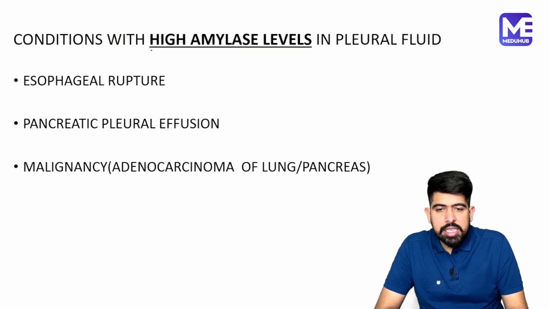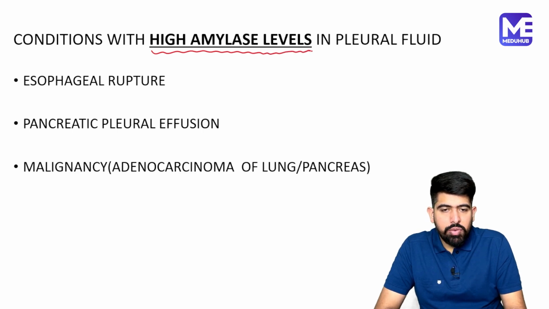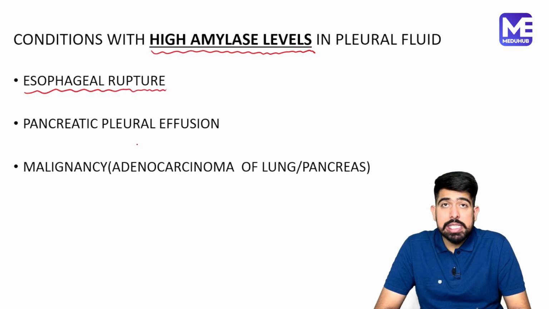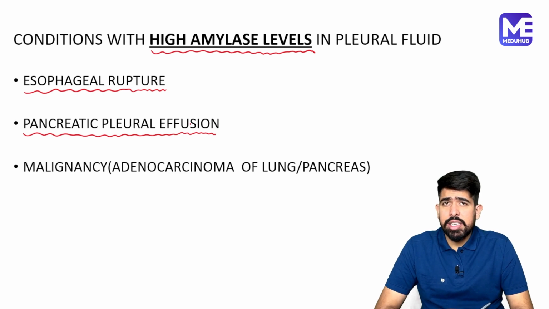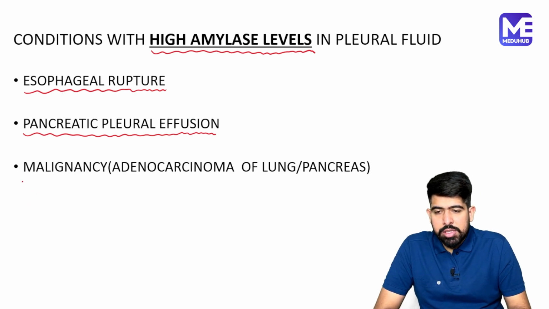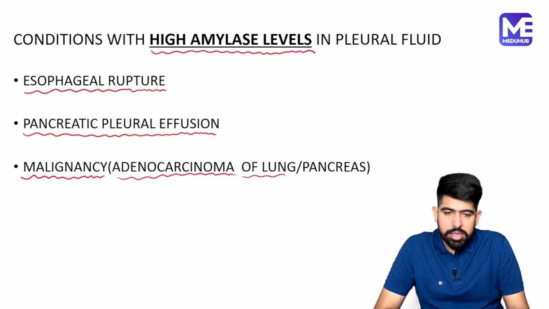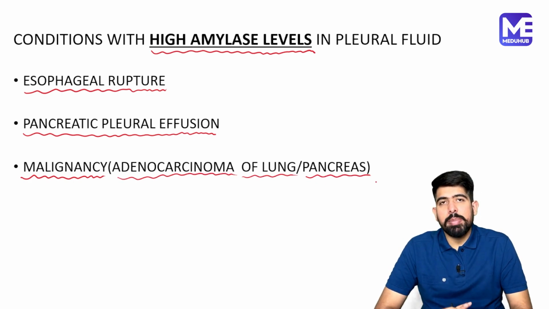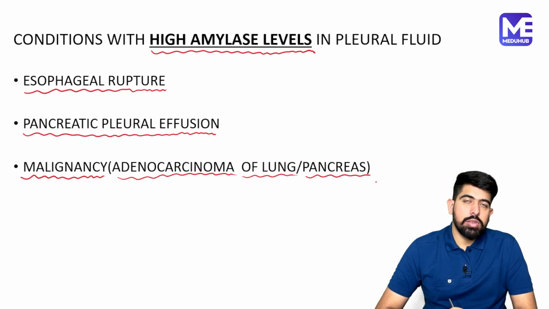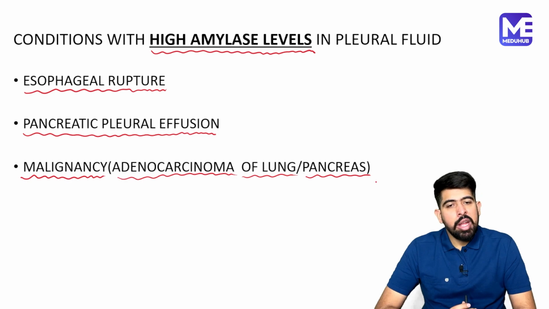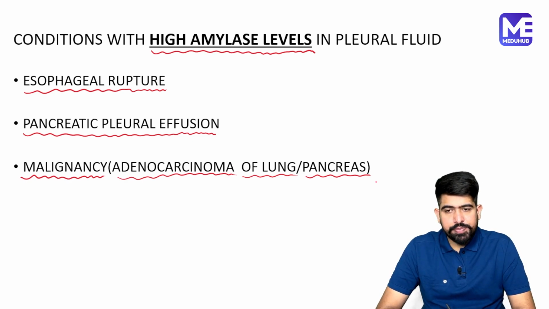And in which conditions are we seeing a high amylase level in the pleural fluid? What are the causes? In esophageal rupture, high amylase will be seen, and in pancreatic pleural effusion, right? As you already know, amylase is seen in our GIT, right? So esophageal rupture will be causing it, and the pancreatic pleural effusion. Also some malignancies, like adenocarcinoma of the lung or adenocarcinoma of the pancreas. Both these types of malignancies also cause a high amylase level in the pleural fluid.